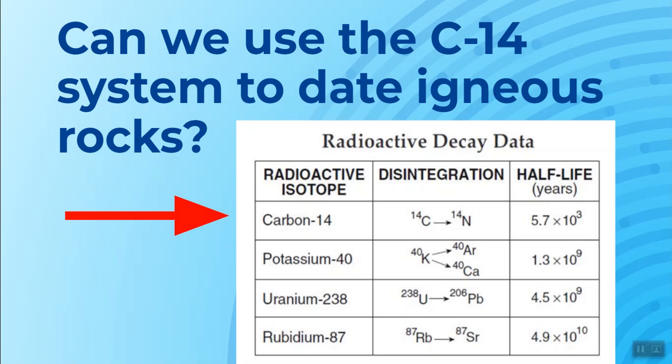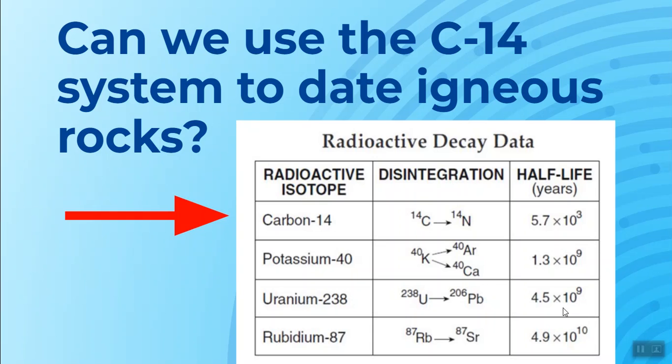All right, so next question. Can we use the carbon-14 system to date igneous rocks? Why or why not? And the answer, of course, is no. There's no carbon in igneous rocks. Any magma, any melting would completely obliterate any carbon. So we cannot use carbon with its approximately 5,000-year half-life to date any igneous rocks.